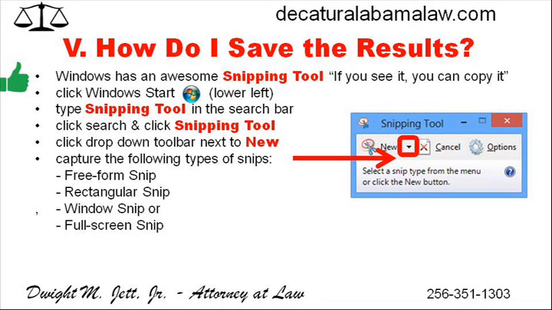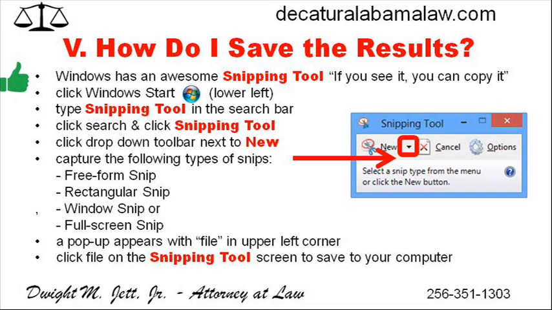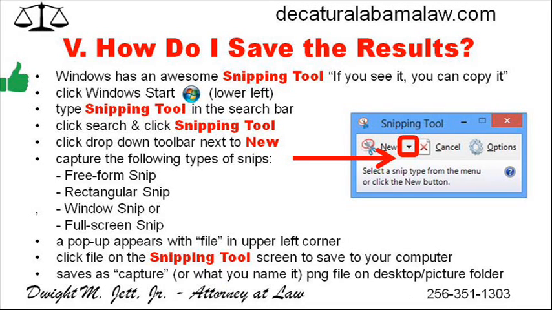Think of using snip as using the zoom in tool. Once you identify what you're going to snip, a pop-up appears. The pop-up has the word File in the upper left-hand corner. Click File on the snipping tool screen to save the file to your computer. It automatically names it as Capture. You can name it whatever you want to. You need to make sure you watch to see where your computer is actually saving your snips to.